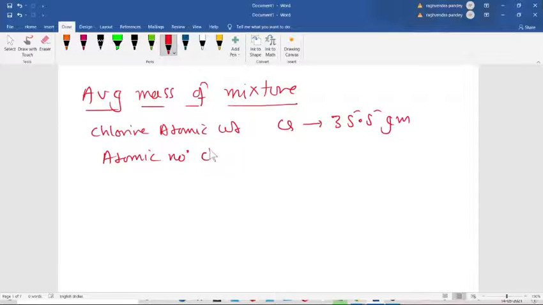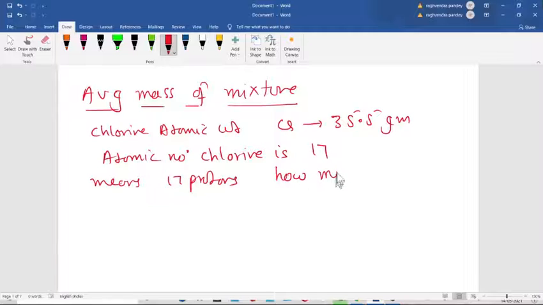So chlorine we write, atomic number of chlorine is 17. Atomic number of chlorine means 17. What does it mean? It means 17 protons. 17 protons are there. So how many neutrons are there?